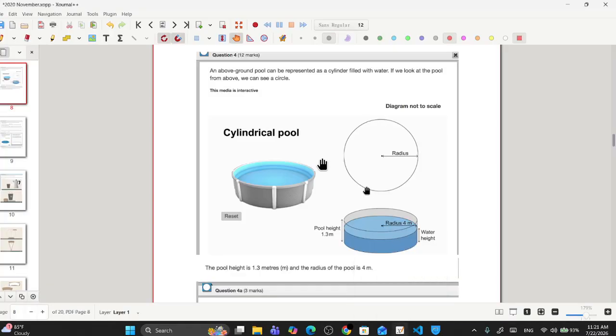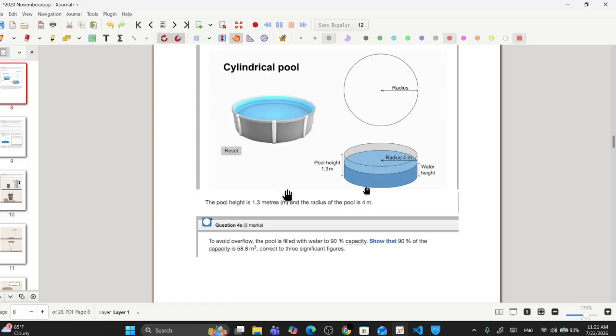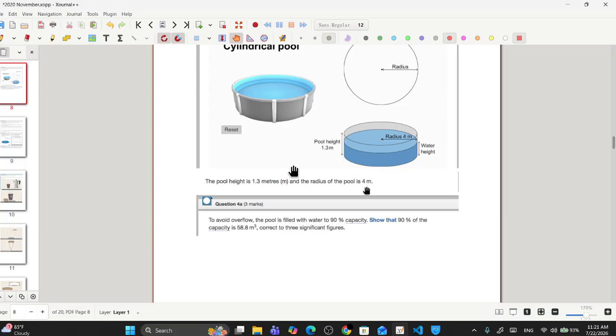So let's solve question number 4 right now. A cylindrical pool is being used to fill some amount of water. In order to solve a question like this, let's first read question number 4, part A. It says, to avoid overflow, the pool is filled to 90% capacity. Show that 90% of the capacity is essentially 58.8.